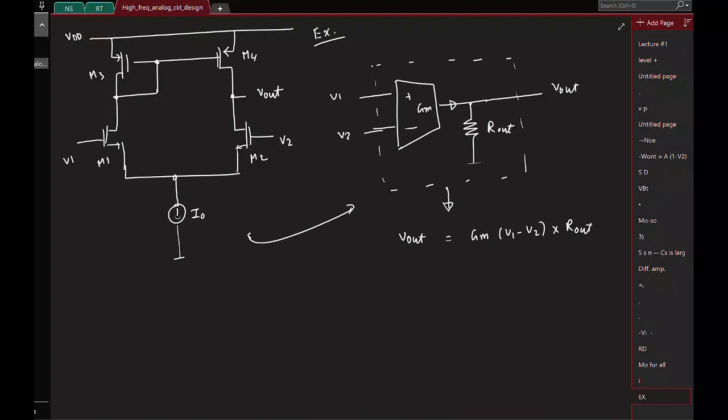So if I know both GM and R out, I can actually find what is the gain of this circuit. And of course here, you know how to find R out. You just apply a test voltage and then find the current. But how will I find GM here? So let's say this is put in a black box and only these terminals are accessible. How can I measure GM?